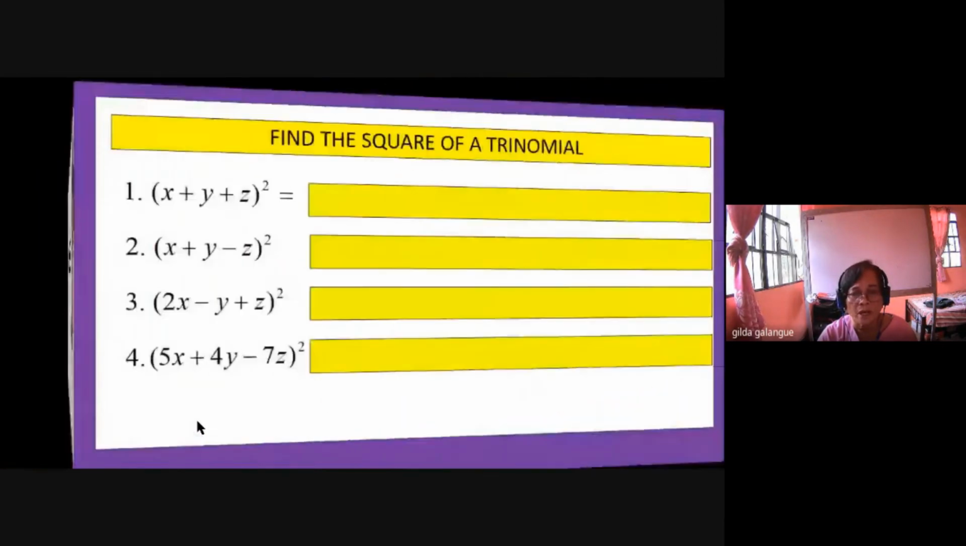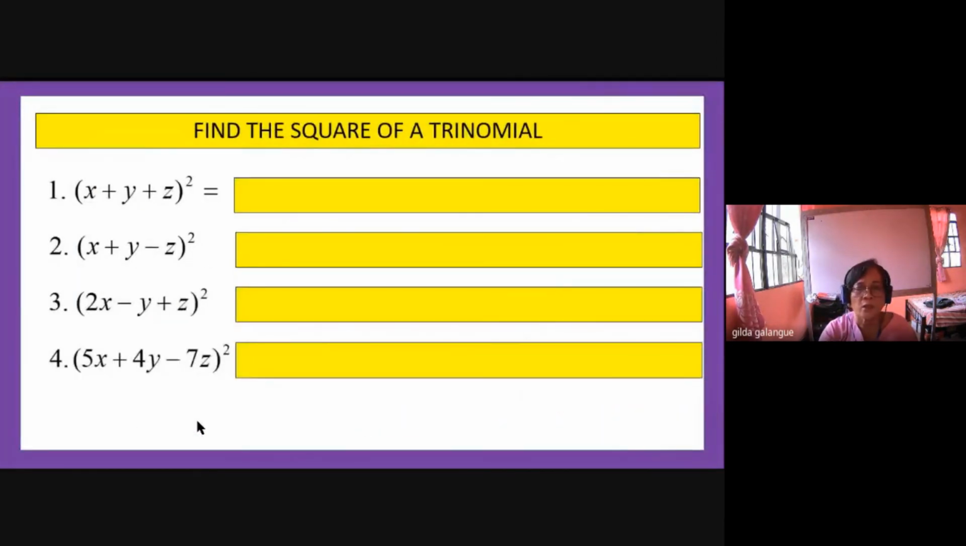Now we are in the exercises. We need to find the square of a trinomial. I am giving you 1 minute to answer the given problem. All right, we will now answer the problem.